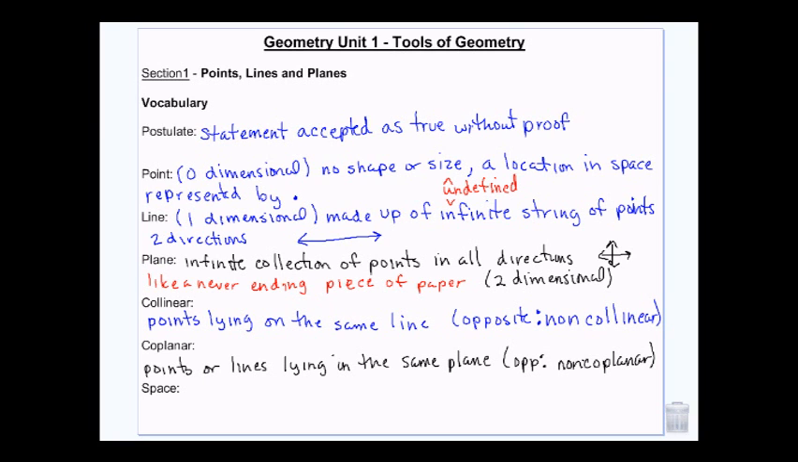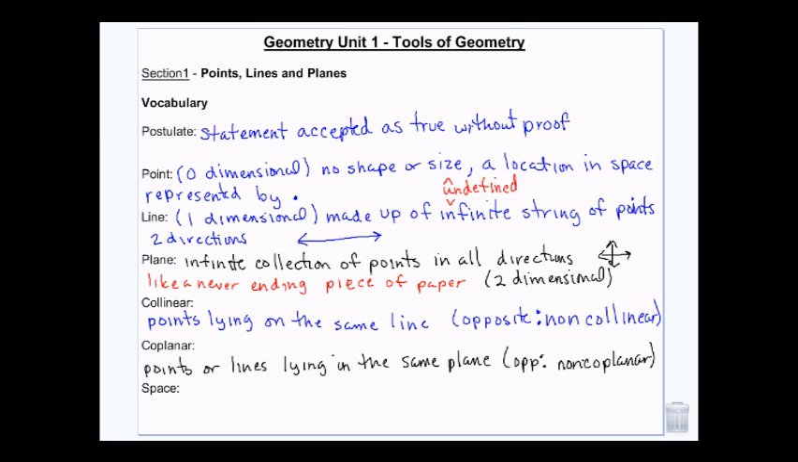So then we have the words collinear and coplanar. Co means together. Cooperate means that you operate together. So collinear are points that are together on the same line. Coplanar are points or lines that are together on the same plane.